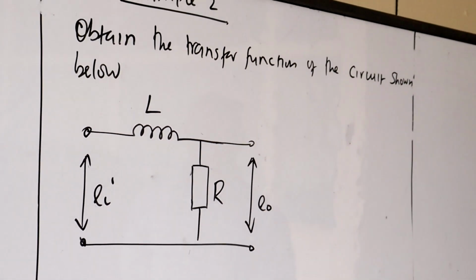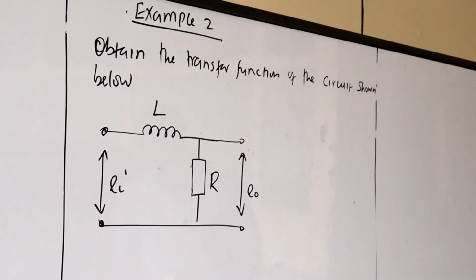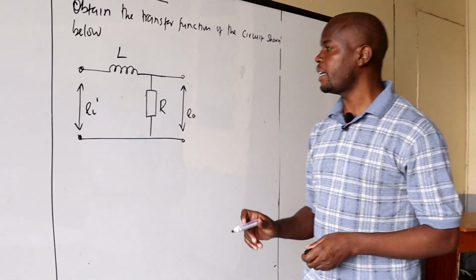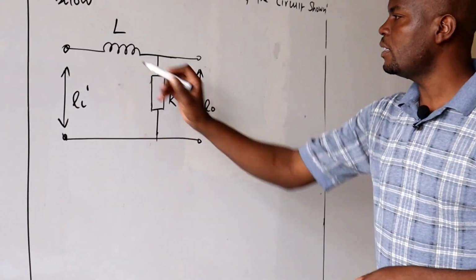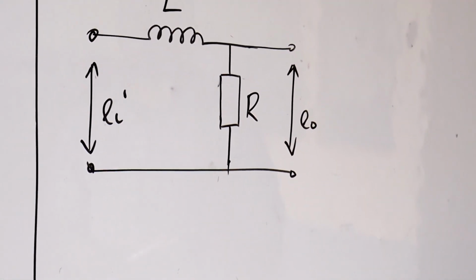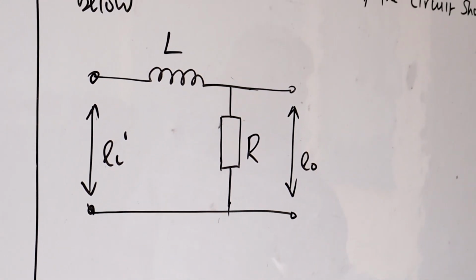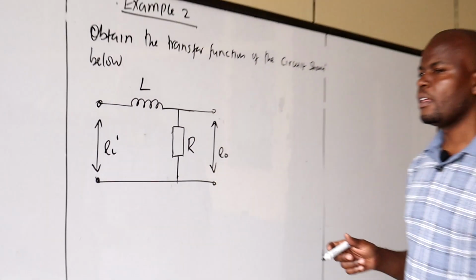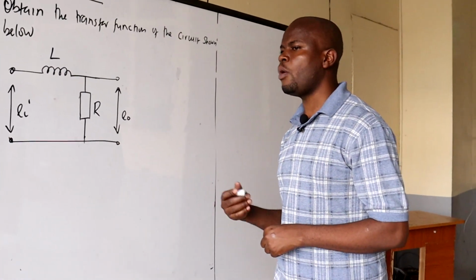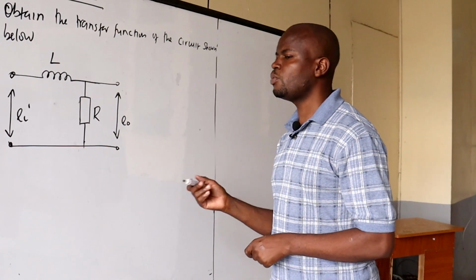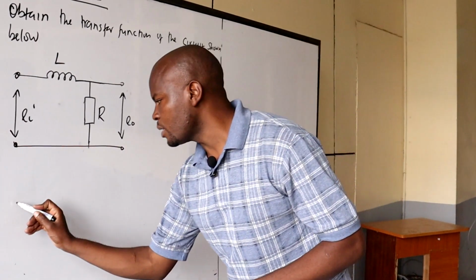We can also look at another example on electrical systems, and in this case we have a circuit whereby we have the inductor and also the resistor at the output. Just the same way we did the previous examples, the first thing we are supposed to look at is how we are going to obtain the integral differential equation.